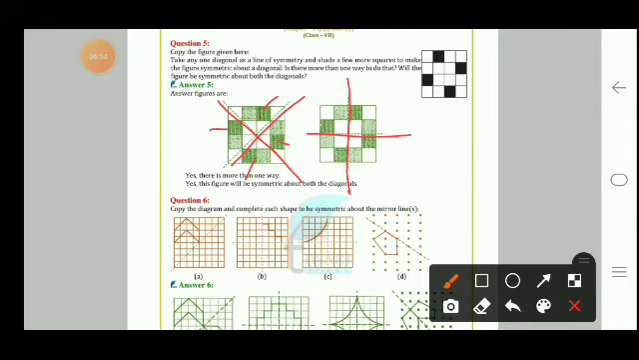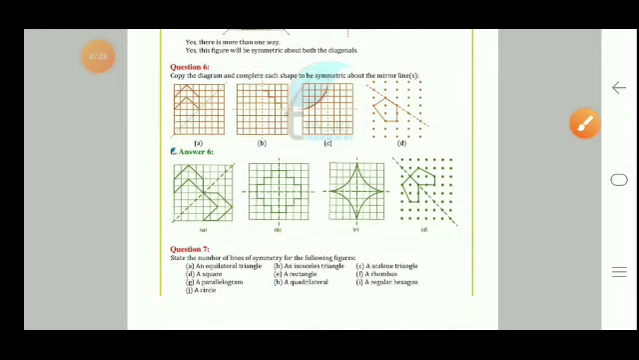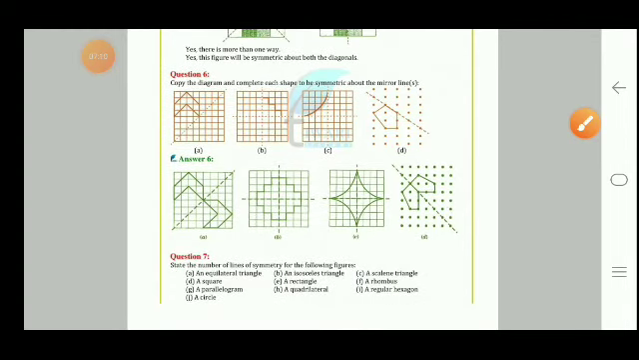Okay, so yes, there is more than one way. Yes, the figure will be symmetrical about both the diagonals, right? Yes. Okay, coming to the question number 6. So what is given in the question number 6? They are saying, copy the diagram and complete each shape to be symmetrical about the mirror lines.